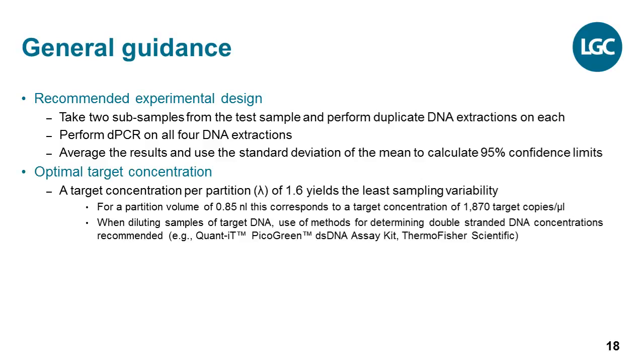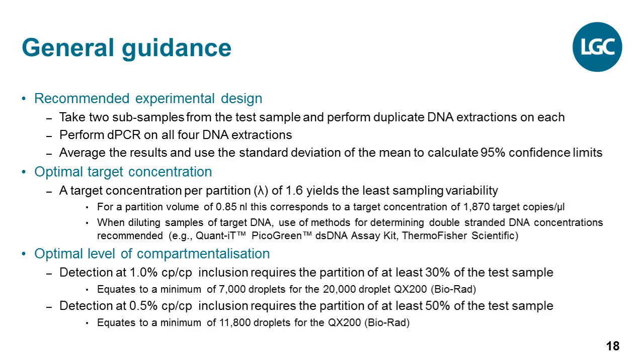When considering the optimal DNA target concentration to employ, the double-stranded DNA concentration of the test sample should first be determined using an appropriate method. For example, the Quant-iT PicoGreen dsDNA assay kit from Thermo Fisher Scientific. The template should then be diluted appropriately in order to generate a theoretical value for lambda, the target copies per partition, of 1.6. Finally, it is useful to establish the level of compartmentalization that has been achieved by the experiment, as this will determine the sensitivity that can be obtained.